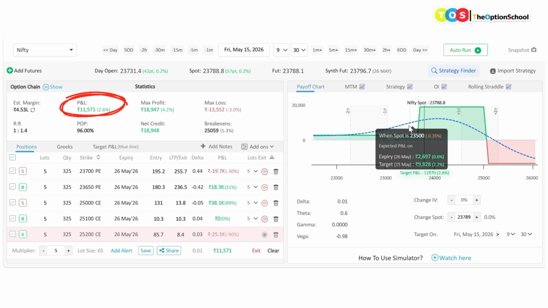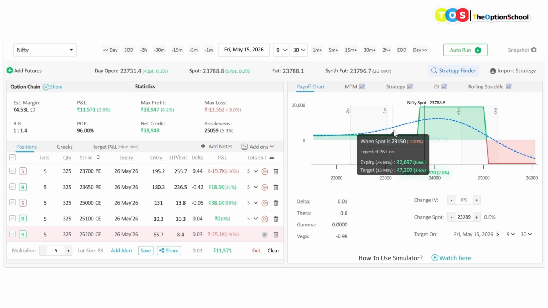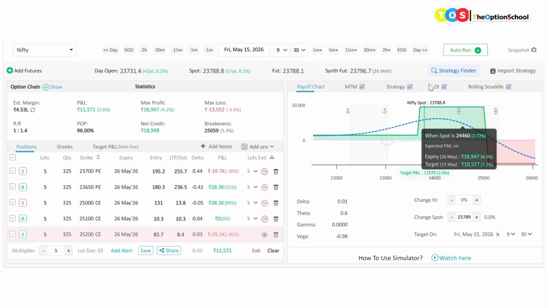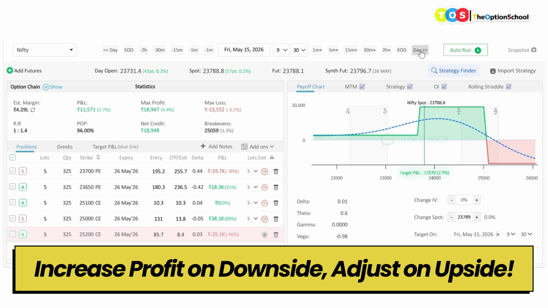Only if market breaks that range, then my profit will be less. In case market breaks the upside range, I need to do further adjustments to protect the trade, right? Let us continue with the trade. Let us see what happens. Can we increase the profit in case market is dipping down, and how will we protect in case market moves very fast on the upside?